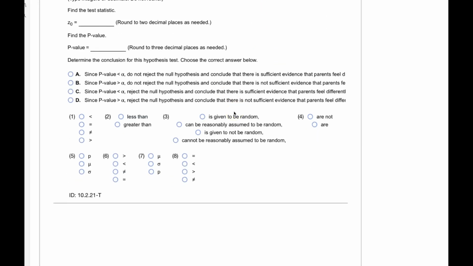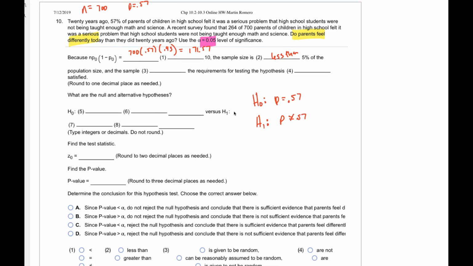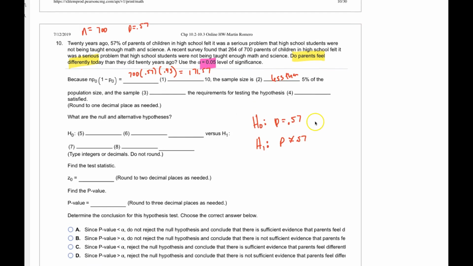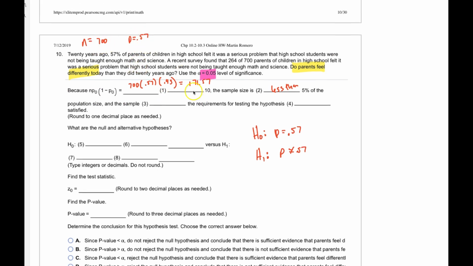Okay, look at 10.2.21. This is also related to other problems. We're going to actually run a hypothesis test for proportion. First, you want to check that the conditions are met, and so that's what that first part is, where your n, your p, your 1 minus p are equal to, and then you want to make sure that that is greater than or equal to 10.